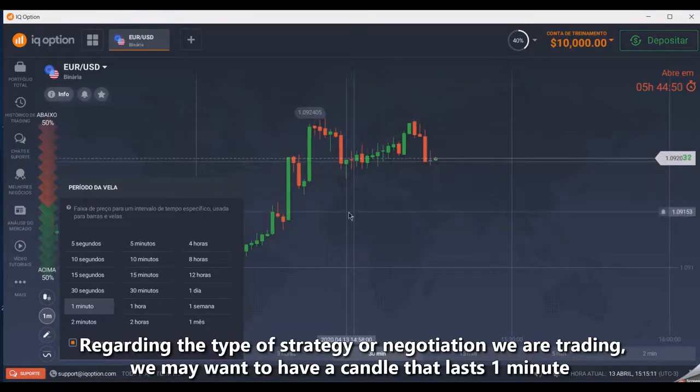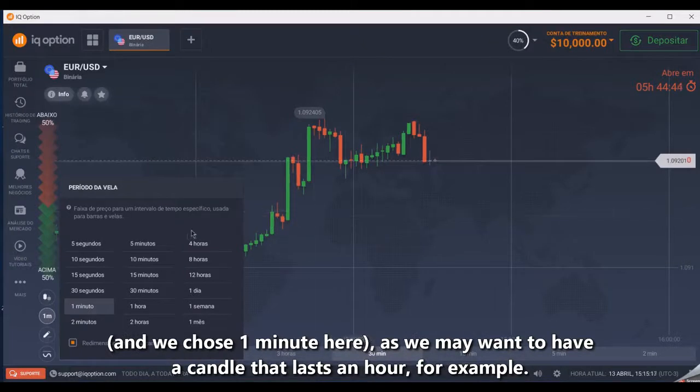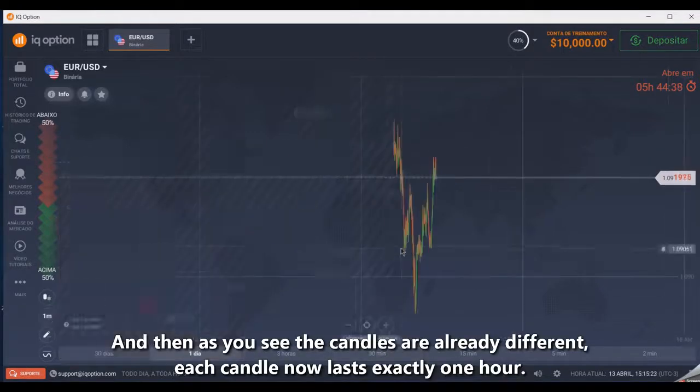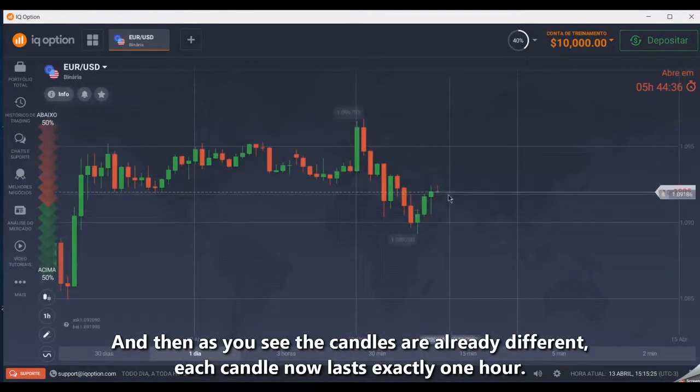Regarding the type of strategy or negotiation we are trading, we may want to have a candle that lasts 1 minute, and then we choose 1 minute here, as we want to have a candle that lasts an hour, for example. And as you can see, the candles are already different. Each candle now lasts exactly 1 hour.